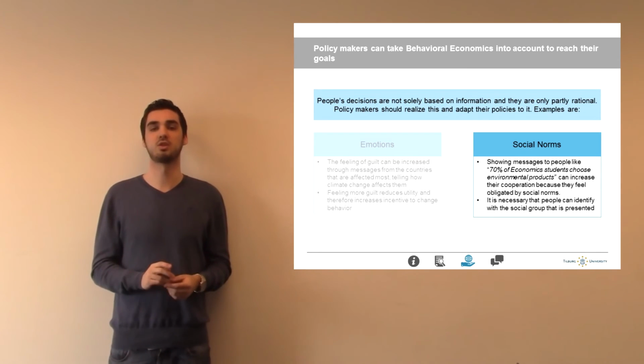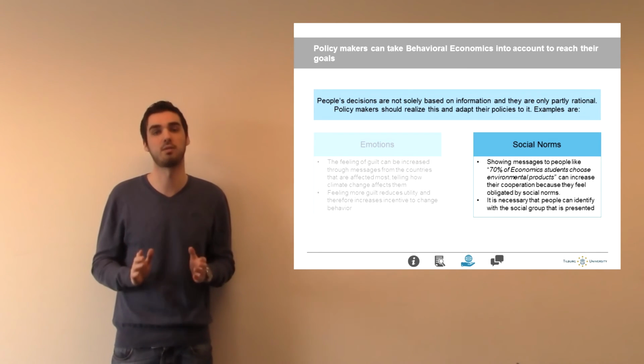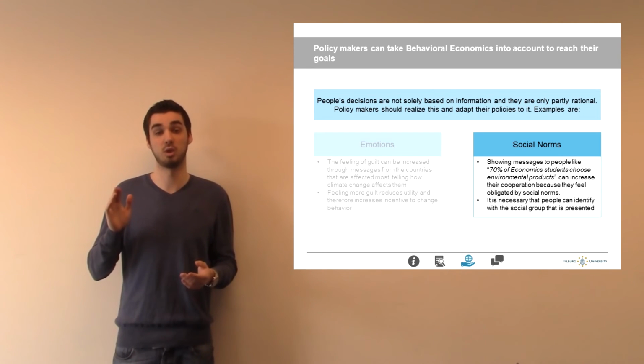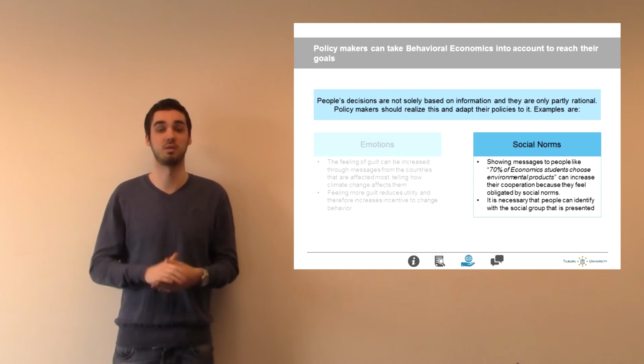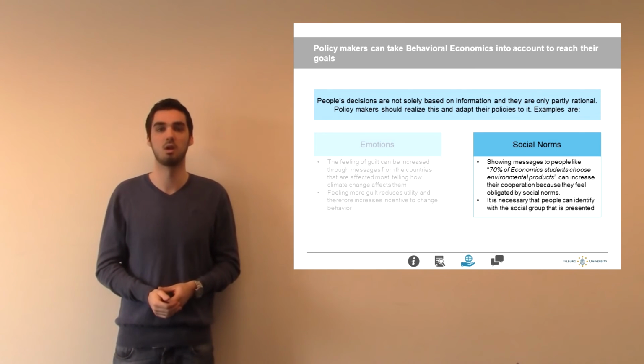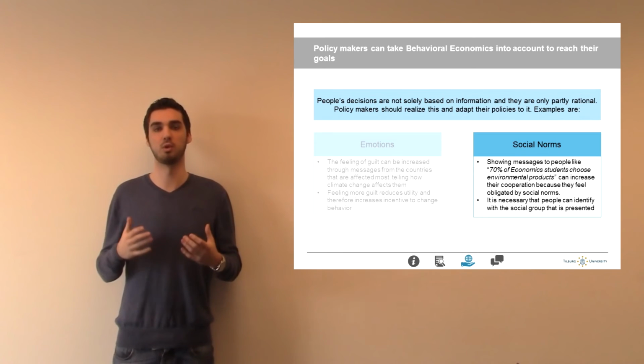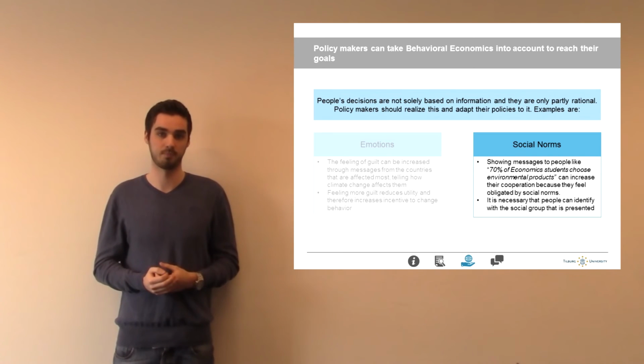However, do know that it's necessary that people have to identify with the social group that is presented. For instance, if students see a message that shows that 70% of the elderly people are doing something like this, they might not feel as inclined to do it because they do not feel that the group is representing themselves.